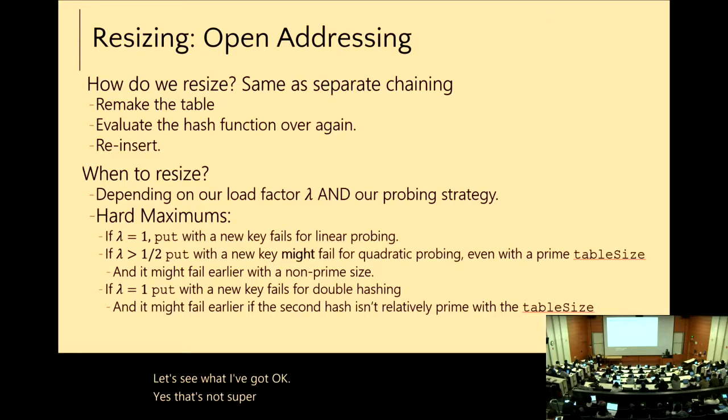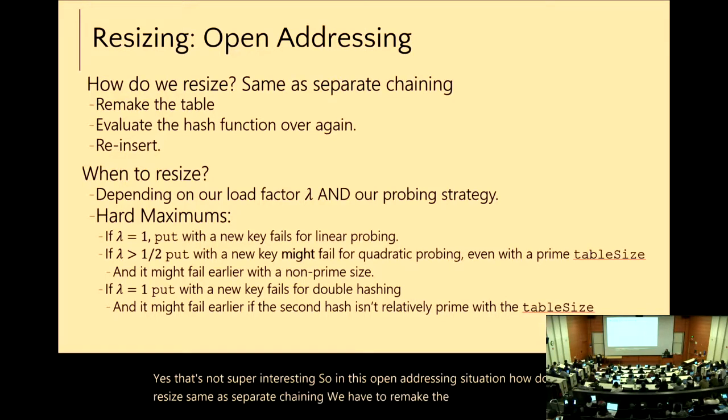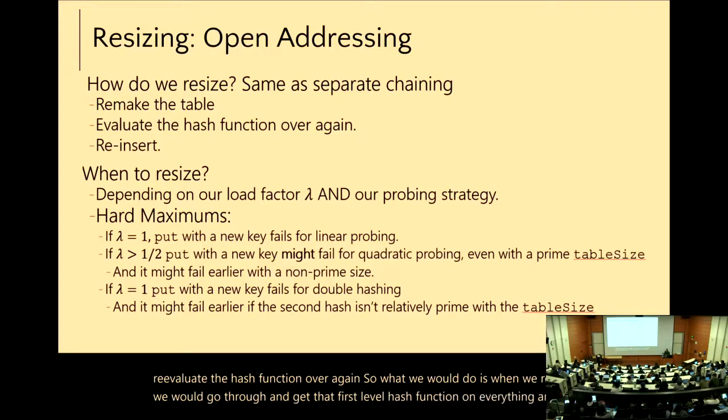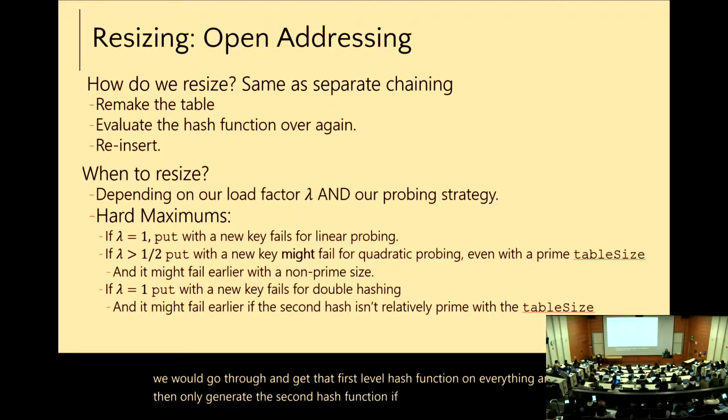So in this open addressing situation, how do we resize? Same as separate chaining. We have to remake the table. We have to reevaluate the hash function over again. So when we resize, we would go through and get that first level hash function on everything and then only generate the second hash function if it collides in the new table. So we don't always come back around and use that secondary hash function.